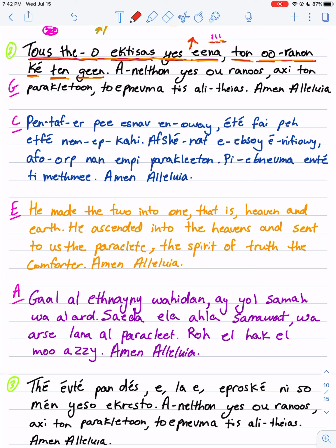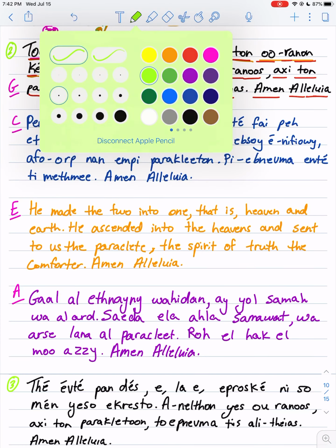And the ending is the exact same as the previous Greek verse. Anelthonies uranos axi ton parakleton to ebnevamatis ali theias. Amin. Alleluia.